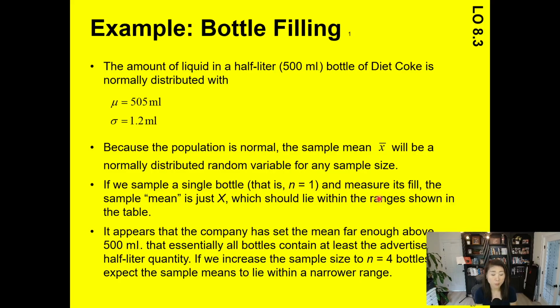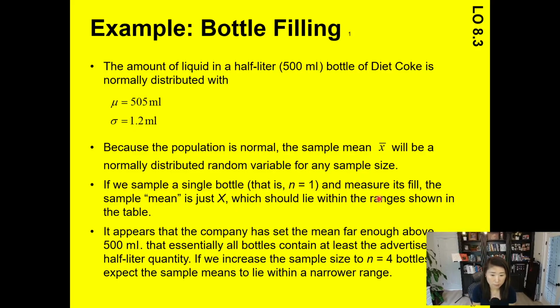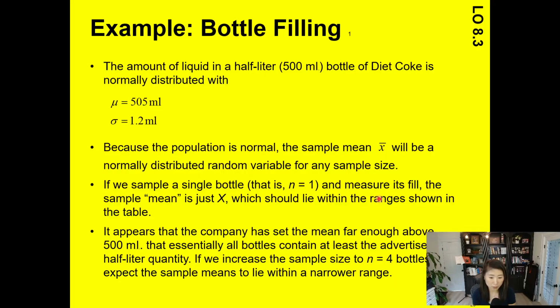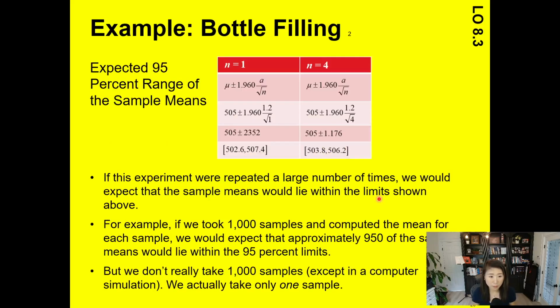Okay, so if we sample a single bottle, we have confidence that even with sample size equal to 1, the measure is supposed to follow a normal distribution. The sample mean is just x, which should lie within the range shown in the table below. We're going to show you how to calculate this range. And later, instead of n equal to 1, I want to do n equal to 4, and figure out what the range is for my sample mean if n equal to 4.